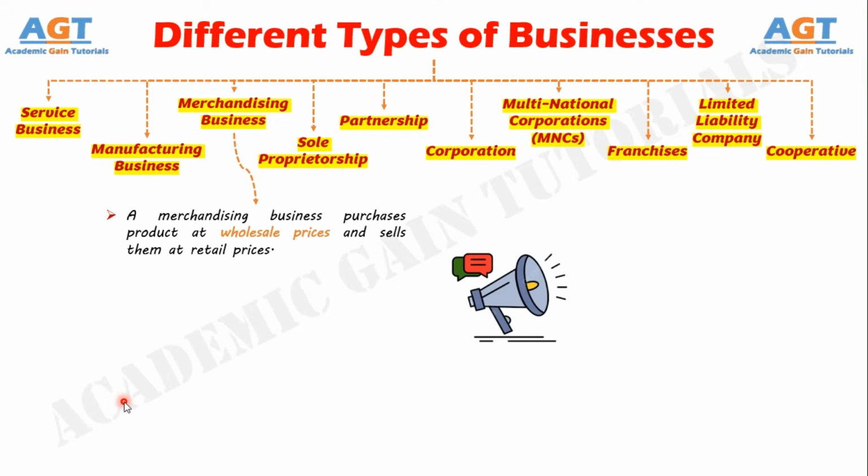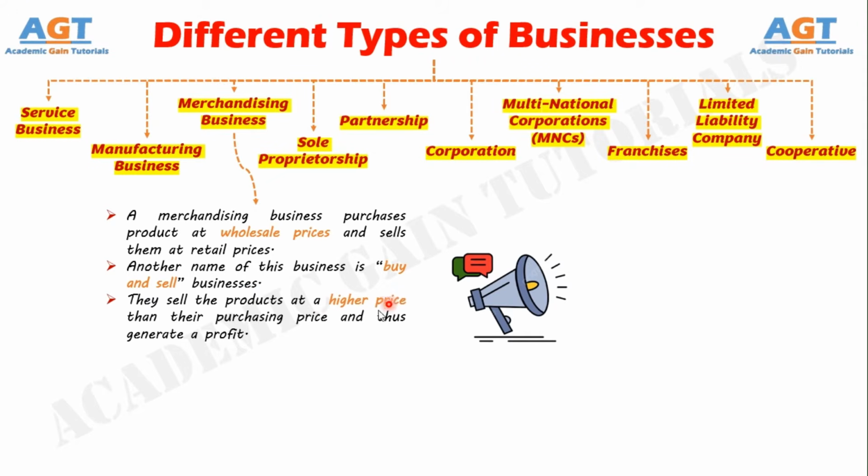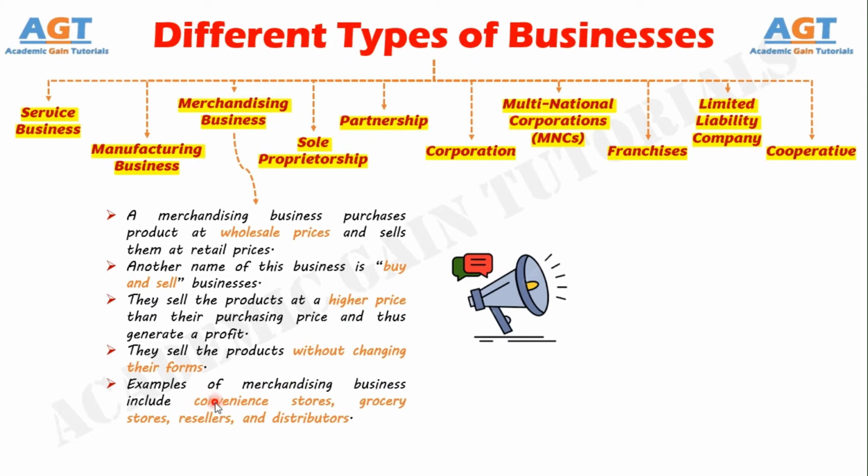Number 3. Merchandising business. A merchandising business purchases products at wholesale prices and sells them at retail prices. Another name of this business is buy and sell business. They sell the products at a higher price than their purchasing price and thus generate a profit. They sell the products without changing their forms. Examples of merchandising business include convenience stores, grocery stores, resellers, and distributors.